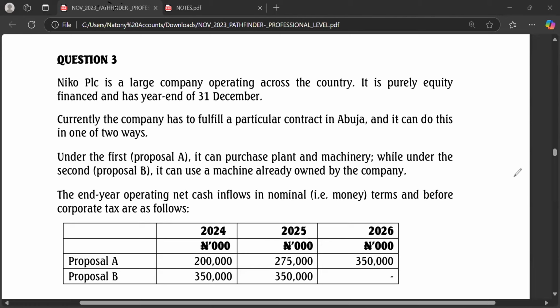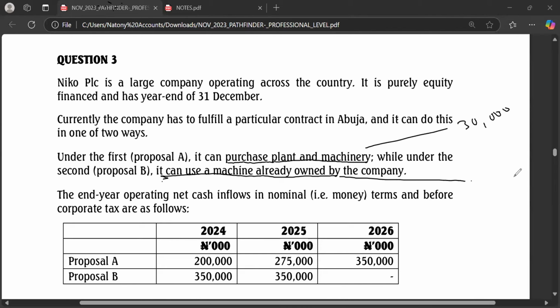Before I go to this now, there are two things here. One, the company can purchase a machine and use for the project. The second is that the company already has a machine that the company can use for the project. So if the company purchases a machine, assuming that the company purchases a machine for 30,000, right? And the company has this machine here.